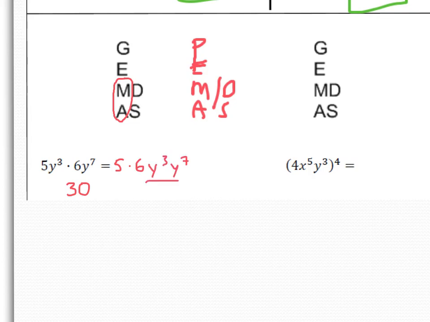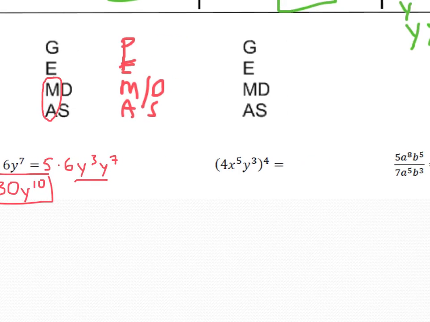Multiplying exponents, taking a product, I'm going to add, I get y to the 10th. Okay, so using this GEMDAS, it kind of shows you the rules. It kind of makes you remember it. Multiplication, add.